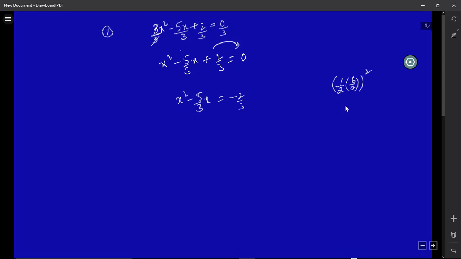Half b by a whole square, you can calculate this. Half b, what is b here? I'll use the original equation that was given. Let me compare this original equation with ax square plus bx plus c is equal to 0, which is the general form of quadratic equation. Value of a is 3, value of b is minus 5, value of c is 2. Let me substitute it here. Value of b is minus 5 by value of a is 3, whole square.